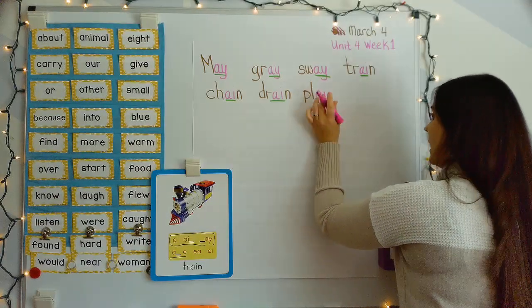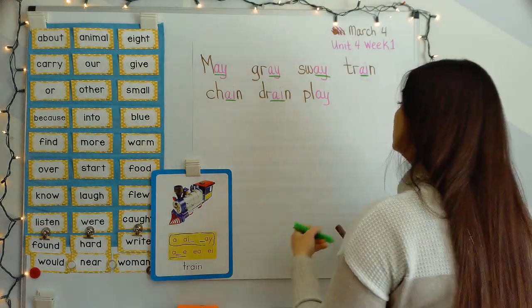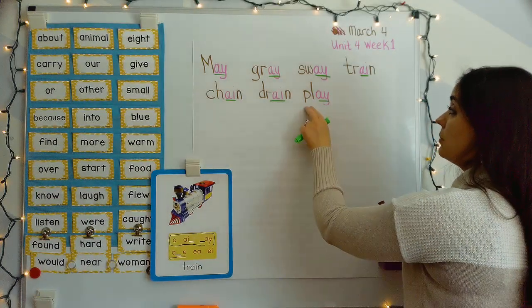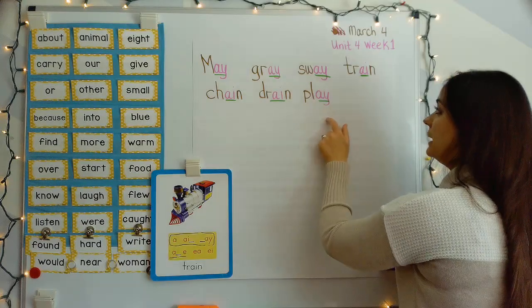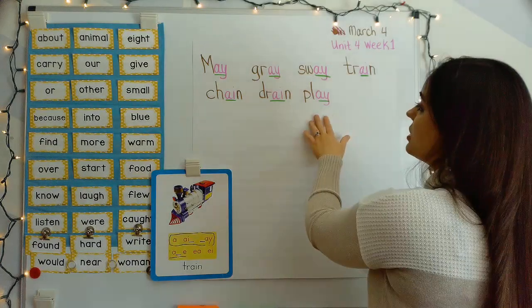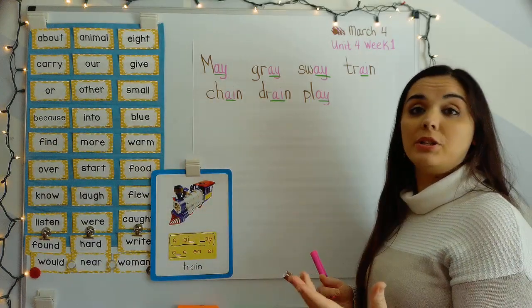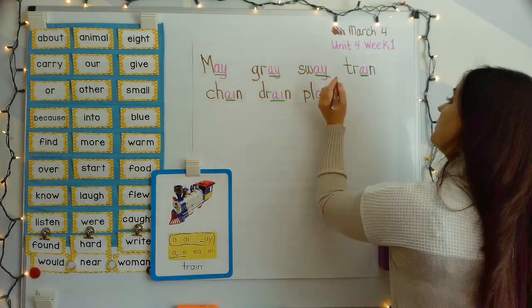And here's AY, a vowel team working together to say long A. Play, A, play. All right, now I'm going to turn this word play into plays. What letter do you hear? We hear an S. That's right.